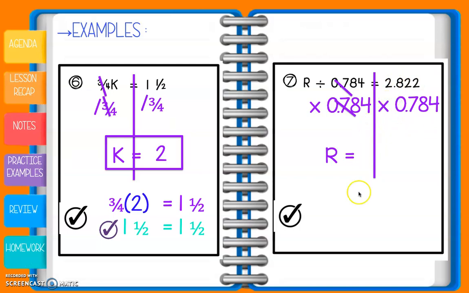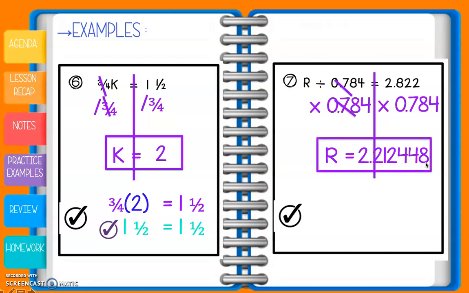We have 2.822 times 0.784. That gives us, holy cow, 2.212448. I'm so glad I could use my calculator for that and that I didn't have to work it out by hand. Our solution is R equals 2.212448. And we can check that easily by substituting our R with this nice big long decimal.